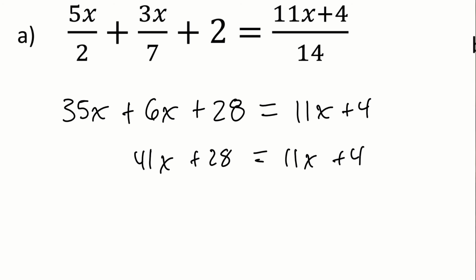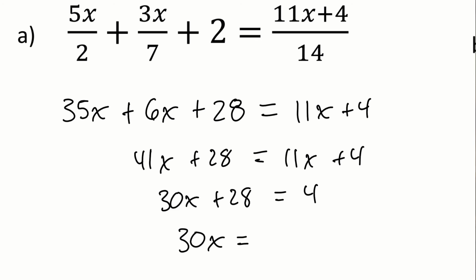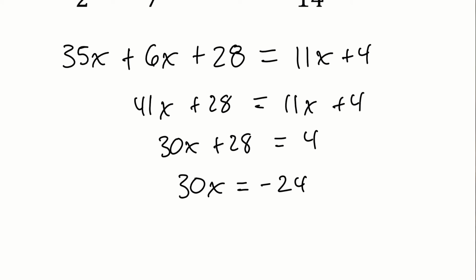If I take away 11x from both sides, that's going to give me 30x plus 28 will equal the number 4. And if we subtract 28 from each side, that's going to give me that 30x is equal to negative 24. And then finally, the final step here, I'm going to divide both sides of this by 30. Divide the left-hand side by 30, I get x. Divide the right-hand side by 30, I get negative 24 over 30.